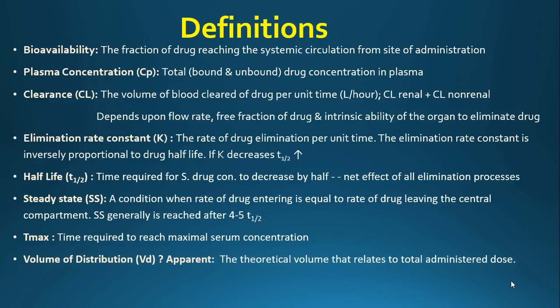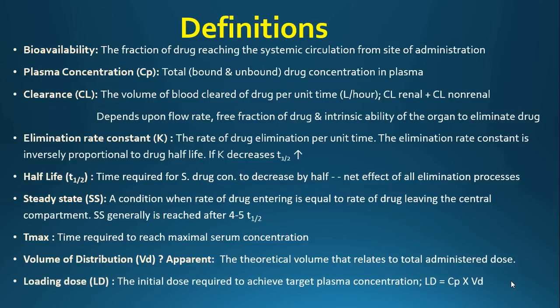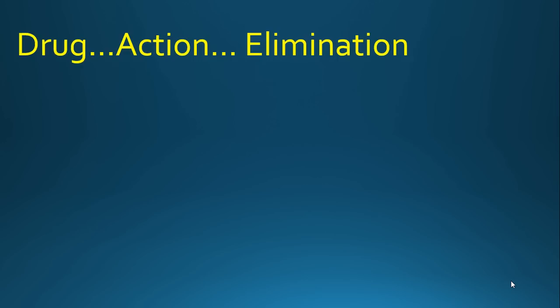Volume of distribution, that again is important. First, wherever you are reading, these are apparent values or assumptions. Nobody can really measure the volume of distribution. This is the theoretical volume that relates to the total administered dose. And the loading dose is the initial dose required to achieve the target plasma concentration. Is everybody clear about all this? Even if a little, I just recapitulate three things at least: clearance, volume of distribution and loading dose. It looks simple, but it will be important in our further discussion.